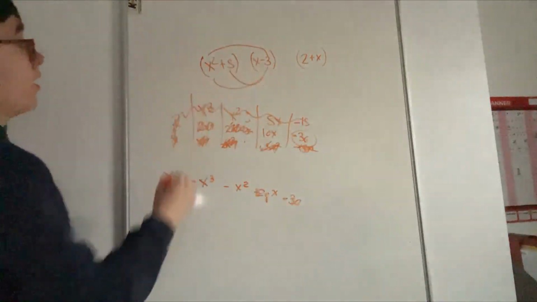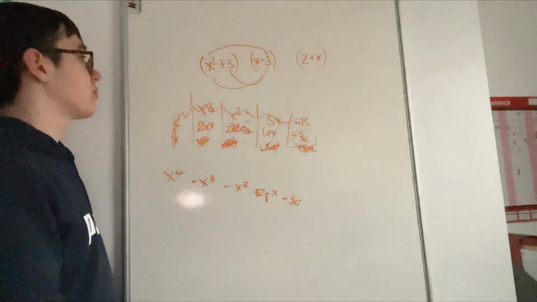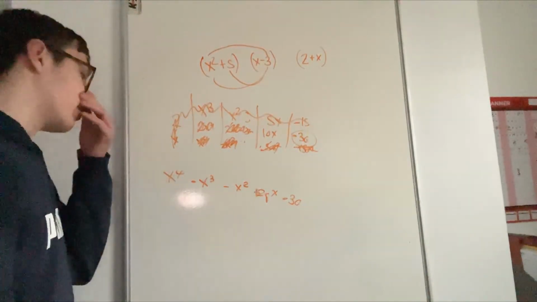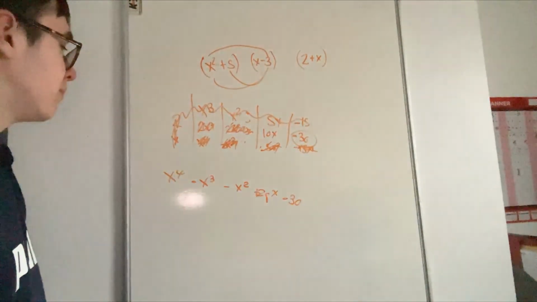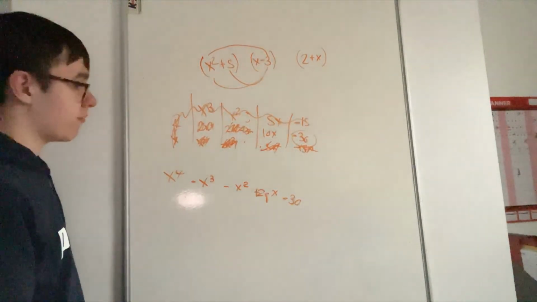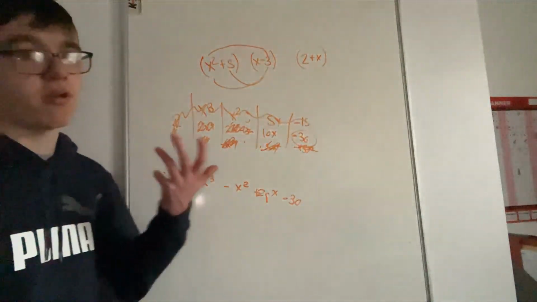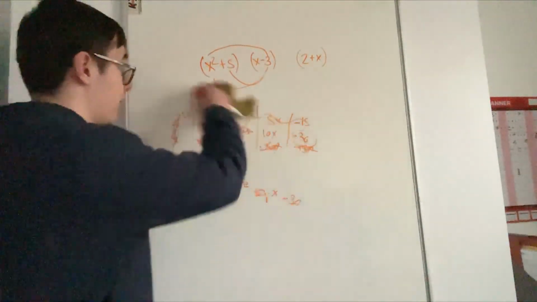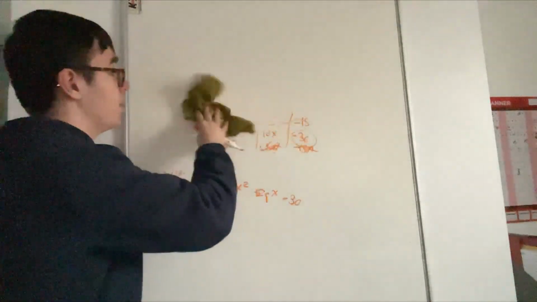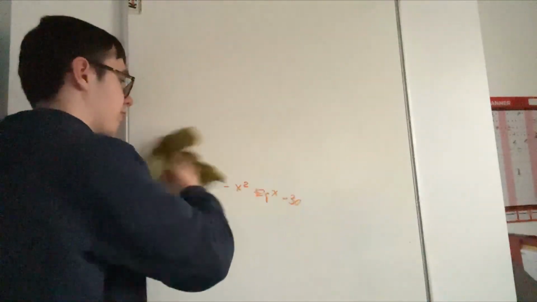So that answer there, x squared plus 5 times x minus 3 times 2 plus x will get you x to the power of 4 minus x cubed minus x squared plus 25x minus 30. That was a horrible question. I made it really bad for myself there. I shouldn't have done. But hey, that is worth like 6 marks in an exam, maybe 5, which is pretty neat.